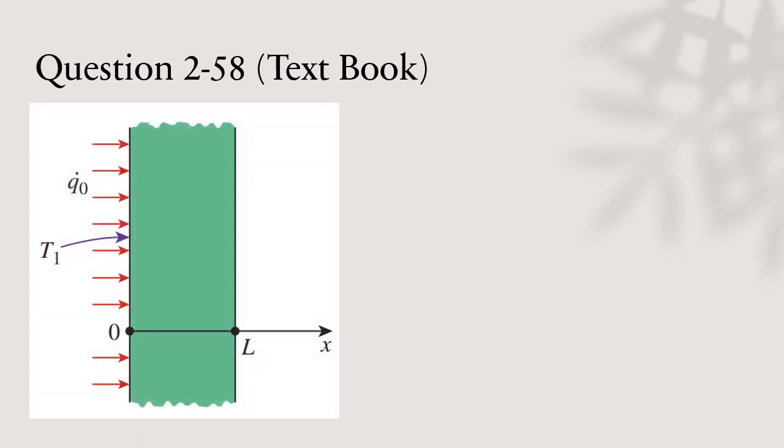We have a large plane wall with conductivity k equal to 2.5 watt per meter Kelvin. On the left side of the wall, it's given a constant heat flux q dot 0 equal to 700 watt per meter squared. The temperature of that surface is T1 equal to 80 degrees C, and the thickness of the wall is 0.3 meters. First, we want to express a differential equation and boundary conditions for this steady one-dimensional heat conduction.